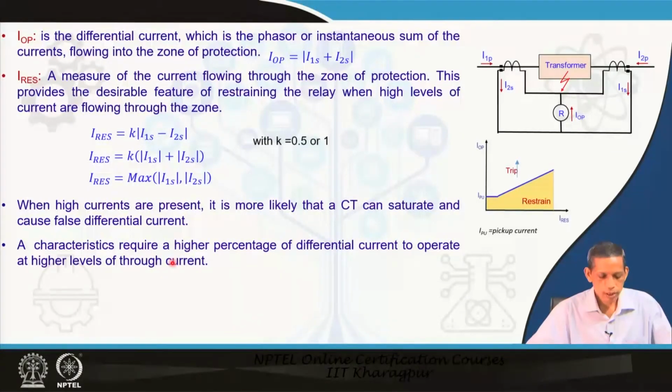So, we essentially require a characteristic with a higher percentage of differential current to operate at a higher level of through current. It means that when the external through current is large, we require a higher differential current, and that is the reason we keep a slope here for this region, and that mitigates or provides a way to overcome this problem.